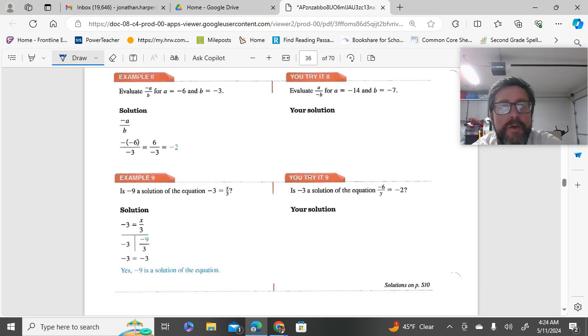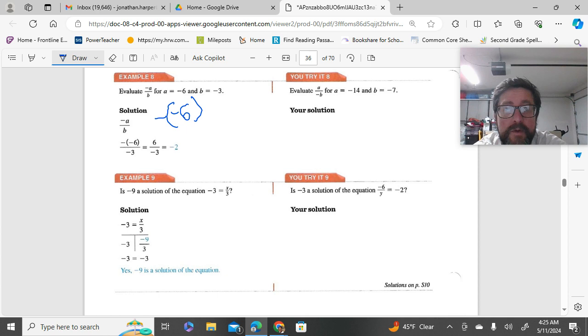Maybe I'll do this one. Evaluate negative a divided by b for a equals negative 6 and b equals negative 3. So we're going to plug them in. Oh, see, right here it shows a negative and then a negative, because that's showing this is a negative, but it's equal to -6. So it's a negative -6.